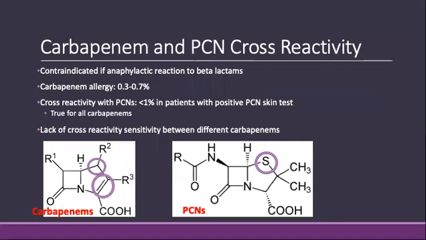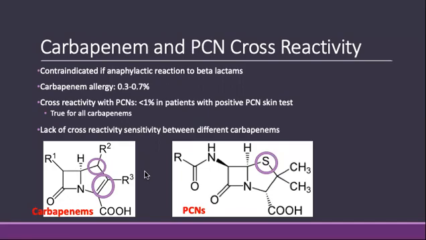Next, something interesting to note with carbapenems is that they're contraindicated in patients who had an anaphylactic reaction to beta-lactams. As you can see by looking at the structures, carbapenems and penicillins have different structures. That's why the cross-reactivity with penicillins is pretty low. It's less than 1% in patients who have a positive penicillin skin test. This is similar for all carbapenems. There's not one carbapenem where you're more likely to be allergic if you're allergic to penicillin.